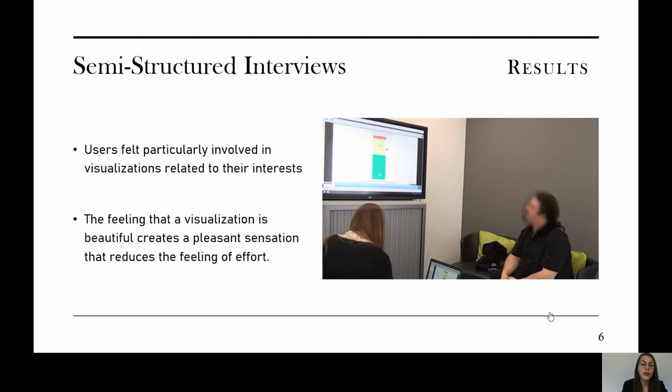Then, we conducted some structured interviews in order to reach a deeper understanding of quantitative results. Quickly, we can say that visual embellishments have a positive impact on users' feeling of effort and engagement because users felt particularly involved in visualizations related to their interests, no matter if they are embellished or not. And the feeling that a visualization is beautiful creates a pleasant sensation that reduces the feeling of effort.